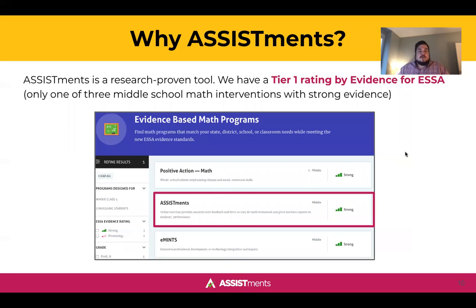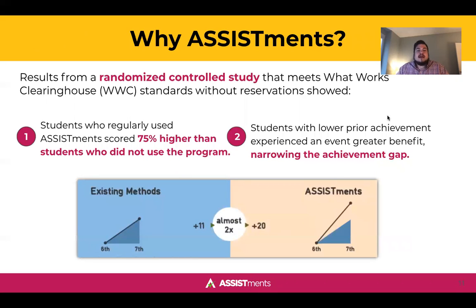ASSISTments is a research proven tool. We have a tier 1 rating by Evidence for ESSA, so we're very proud of that. We're one of only 3 middle school math interventions with that level of evidence, and that's based on a randomized control study that we did in Maine. Basically we found that students who regularly used ASSISTments scored 75% higher than students who did not use the program. And also students with lower prior achievement experienced an even greater benefit. So using ASSISTments helped to narrow that achievement gap.